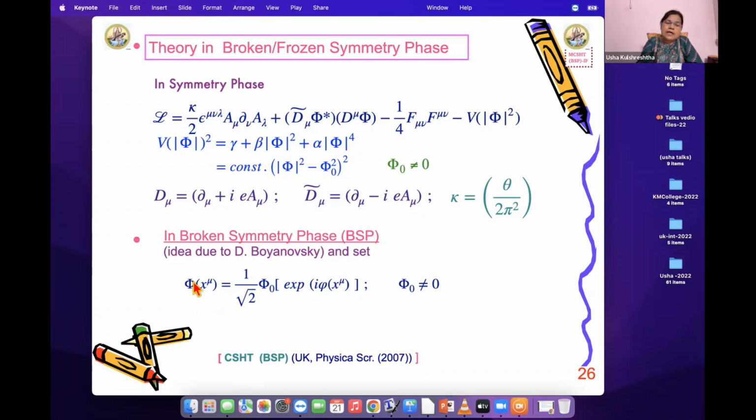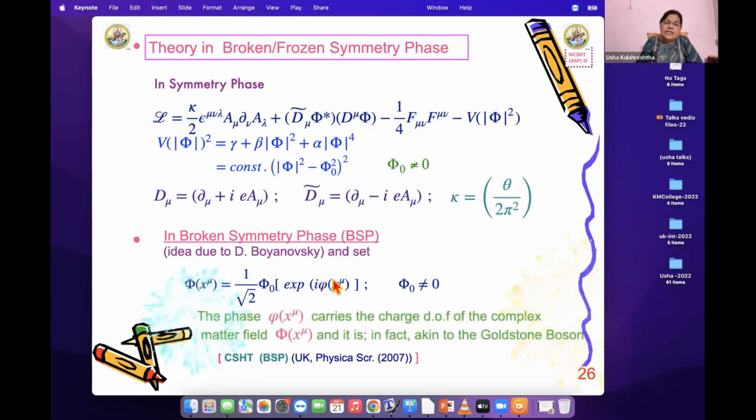So for this, I set this phi equal to 1 over square root of 2 phi 0 exponential of i phi. And here this phi is the phase of this complex matter field capital phi. So the phase phi carries the charge degrees of freedom of the complex matter field, this capital phi, and it is in fact akin to the Goldstone boson.